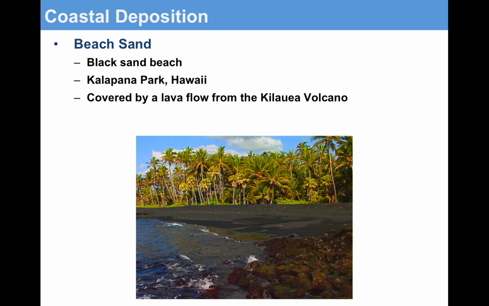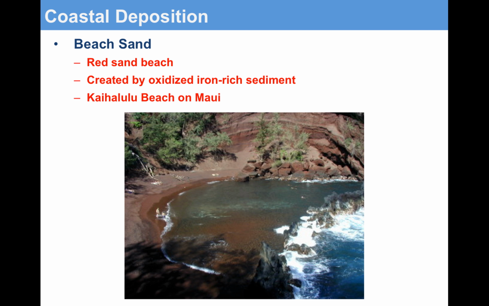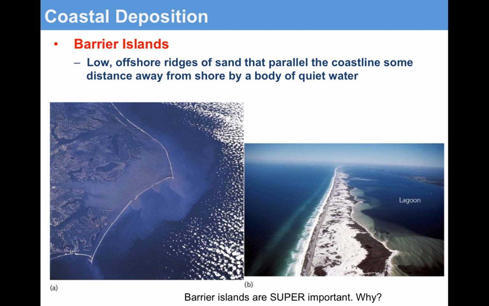All right, so here's Black Sand Beach. This is just another picture of the Hawaiian beaches right there. Still olivine. And then we have Bright Red Sand Beach, right? Here's one in Maui. This is caused by oxidizing iron-rich sediment. All right, so that leads us to barrier islands.